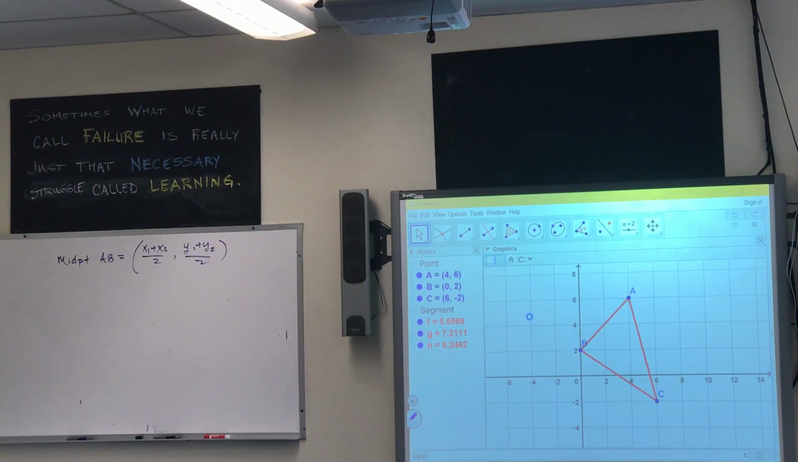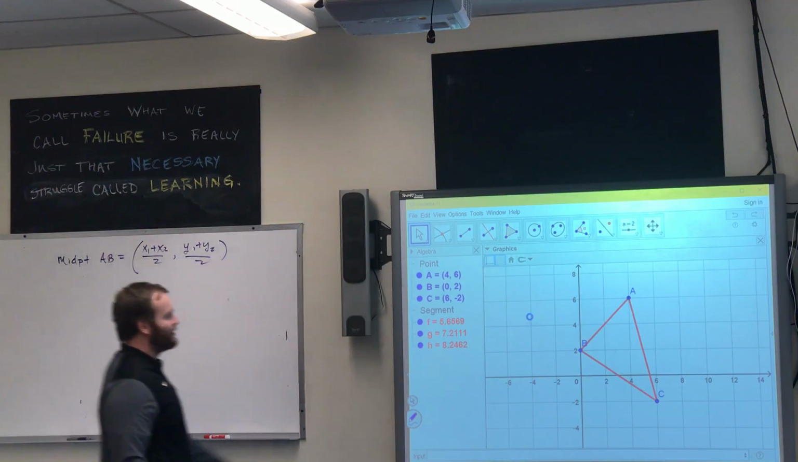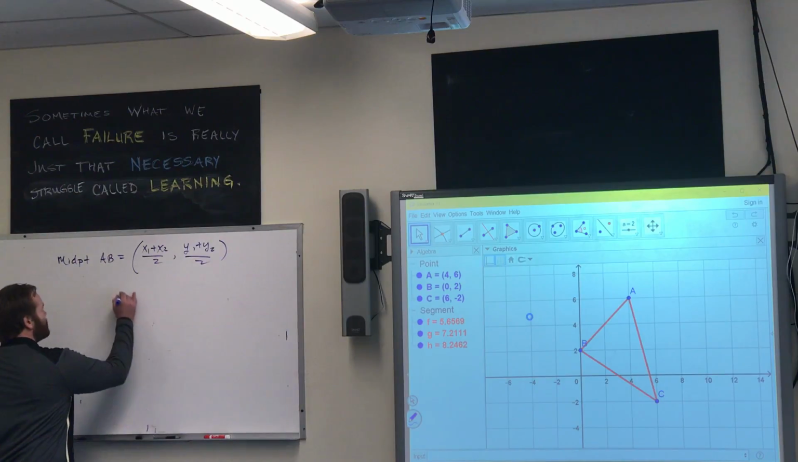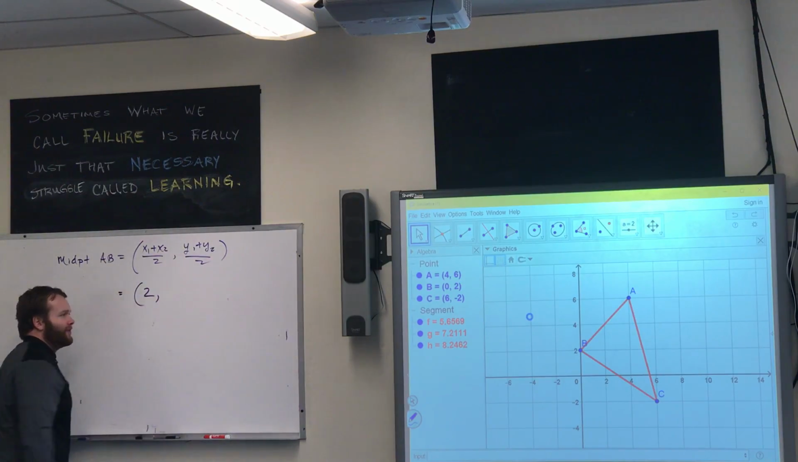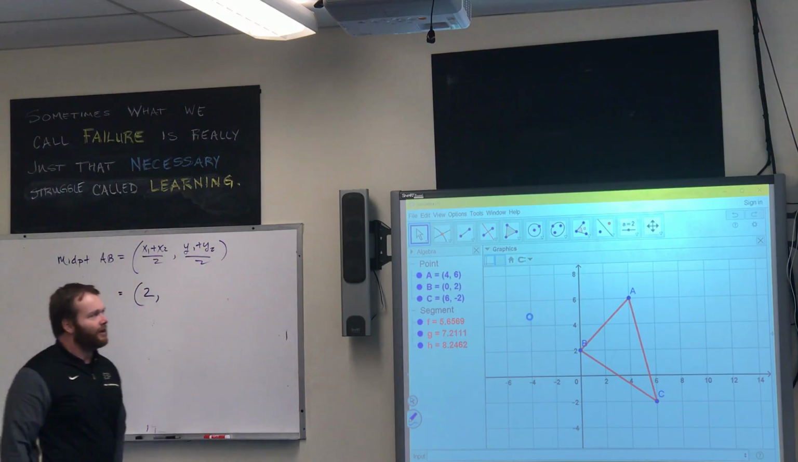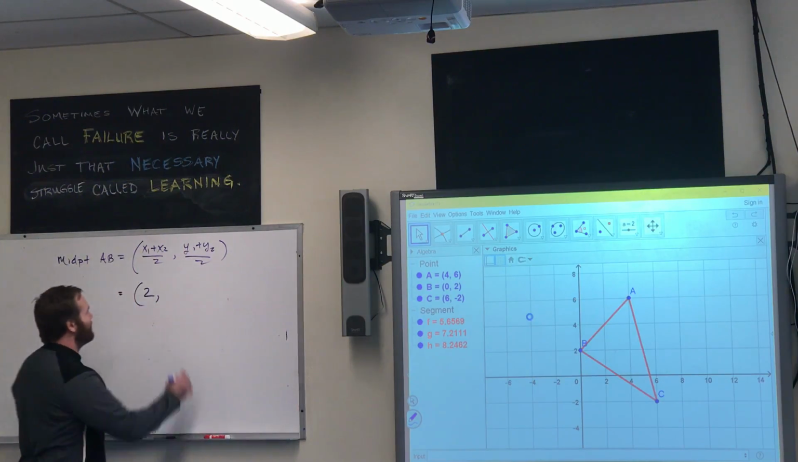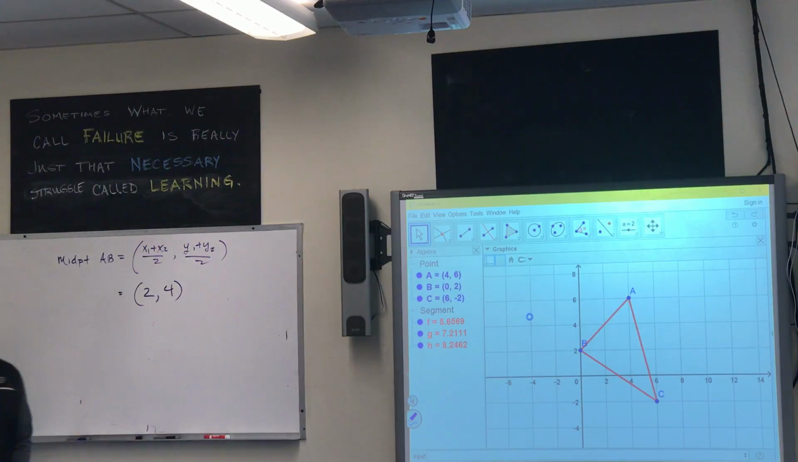So if I take A and B, find the midpoint, we add the x's of the endpoints. So 4 plus 0 gives me 4, and then divide by 2. So 4 plus 0 divided by 2 is 2. And then I'm going to do the same thing with my y. So 6 plus 2 is 8, divided by 2 gives me 4. So it does verify what you found, which is good.